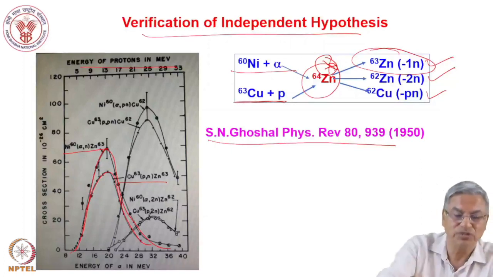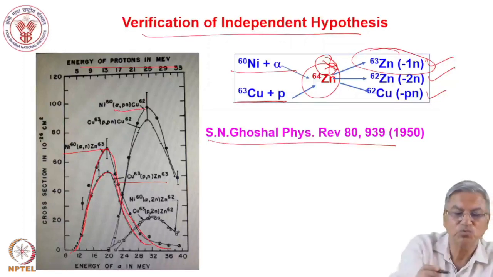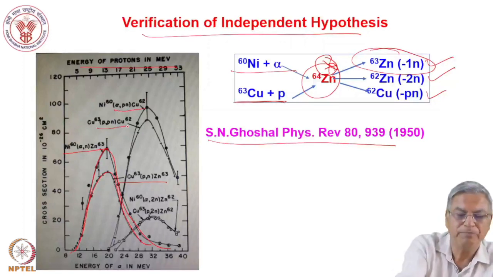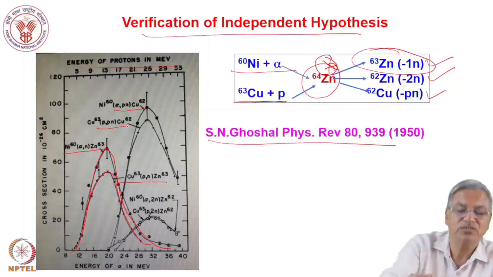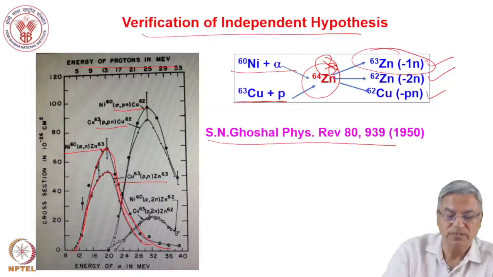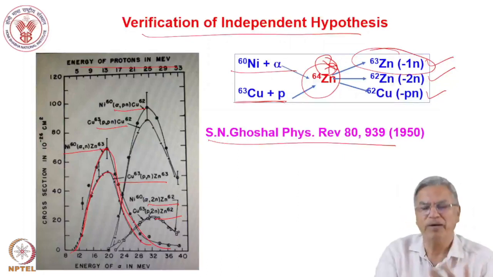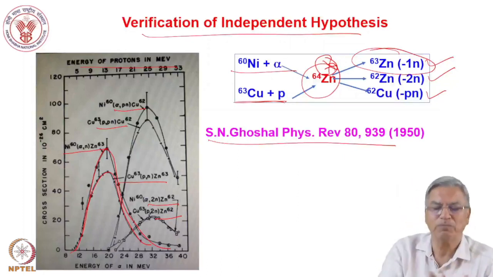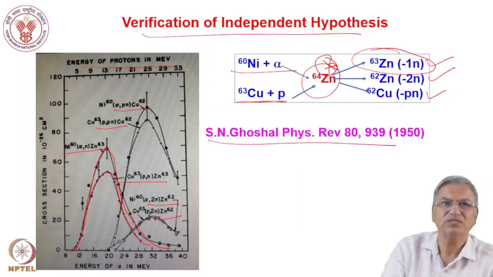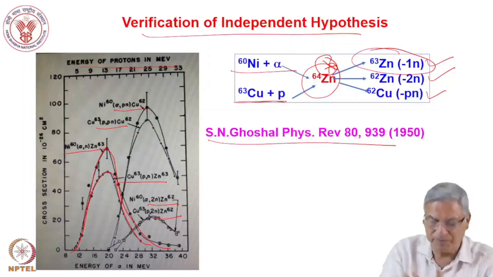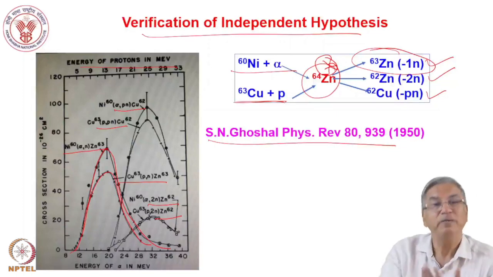And that's why there could be a small difference. But by and large, you see the other product, copper-62, from alpha p n and p p n, both reactions give similar cross-sections. For zinc-62, whether you form it by nickel plus alpha or copper plus proton, the cross-sections for the individual products are nearly the same. That was the experimental verification of the independence hypothesis.